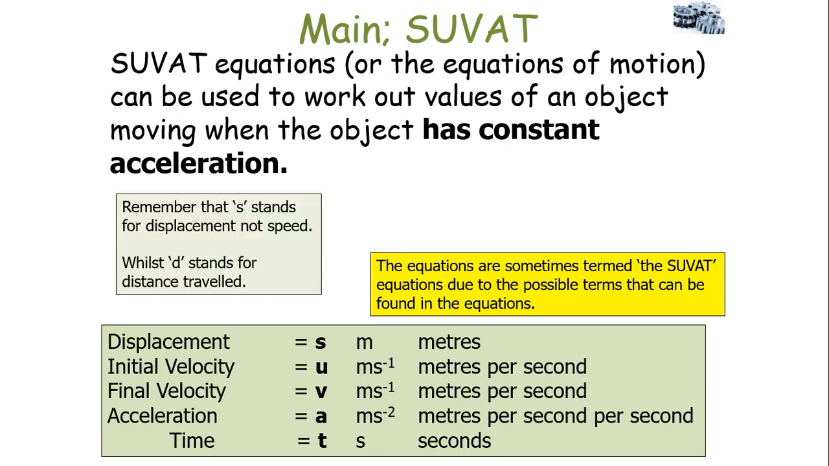Just to clarify a few things, s stands for displacement, not speed, whilst d, which isn't in any of these equations, stands for distance travelled. Remember, displacement is a vector quantity.